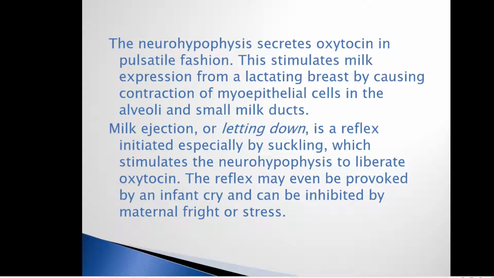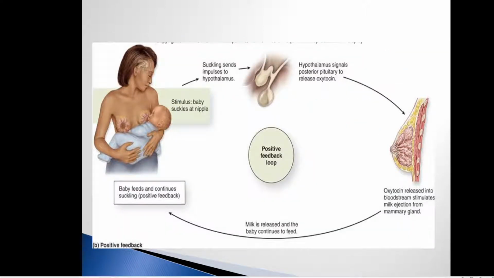Letting down is a reflex initiated especially by suckling, which stimulates the hypophysis to liberate oxytocin. The reflex may even be provoked by an infant cry and can be inhibited by maternal fright or stress. It's a very important moment. It's a positive feedback loop. You see that this presents such a circle.